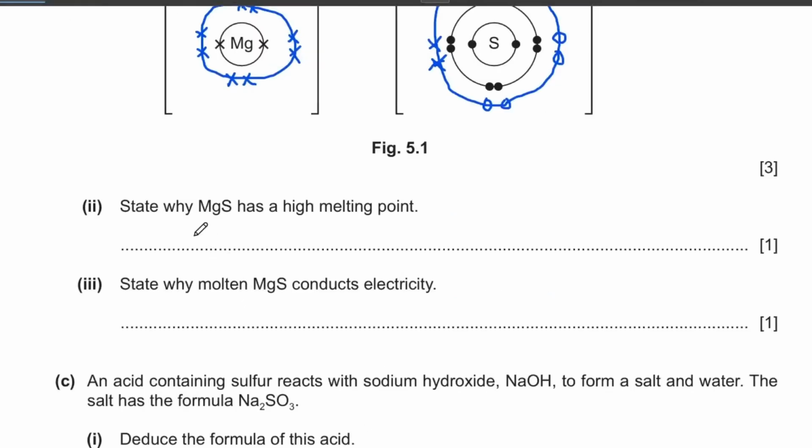Next question, state why magnesium sulfide has a high melting point. The answer is simply because of ionic bonds. The ionic bonds are strong. You can say the electrostatic force between ionic bonds is very strong, so high temperature is needed to melt them. Next question, state why molten magnesium sulfide conducts electricity. The reason why molten magnesium sulfide conducts electricity is because it has free, or you can say mobile, ions. When they are molten, the ions are free to move, so therefore they'll be able to conduct electricity.